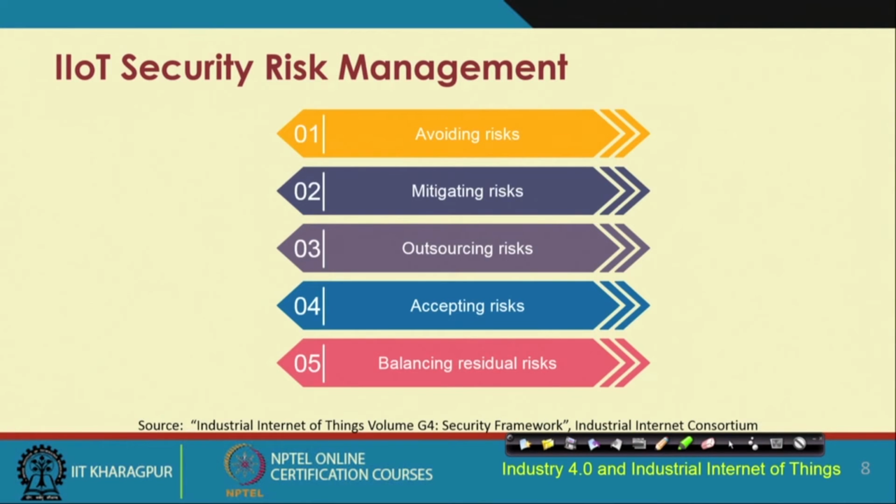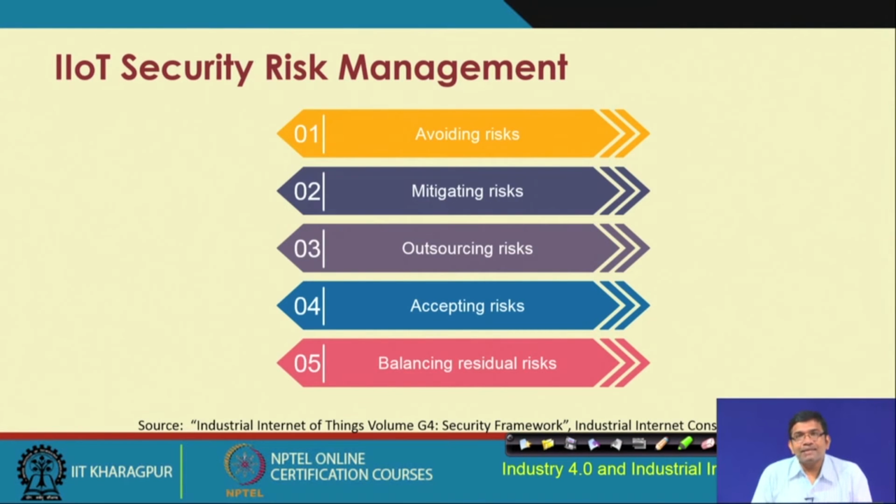Then the fourth one is accepting the risks. So, after doing all of these things, there will still be some risks that will be there, and one has to accept those risks, and not just accept them, but somehow moderate those residual risks, balance out those residual risks. So, this is the overall 5-step security risk management that is applicable for IIoT.